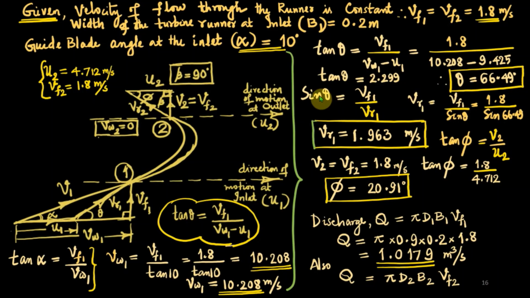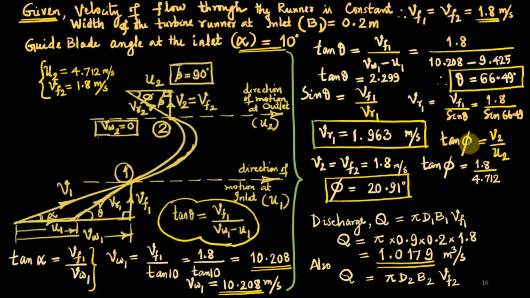Now from this triangle you can formulate a relationship for sin theta. Sin theta is equal to the opposite side Vf1 by the hypotenuse Vr1. So Vr1 is equal to Vf1 by sin theta, that is 1.8 divided by sine of this vane angle 66.49. You will get the relative velocity at inlet, that is 1.963 meter per second. That is part of the answer, the relative velocity of water at inlet.